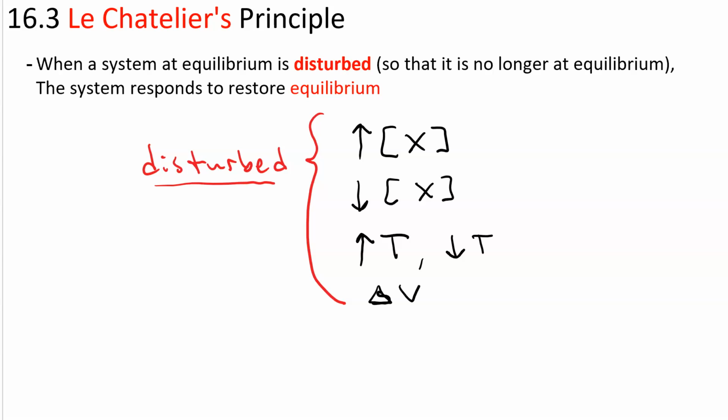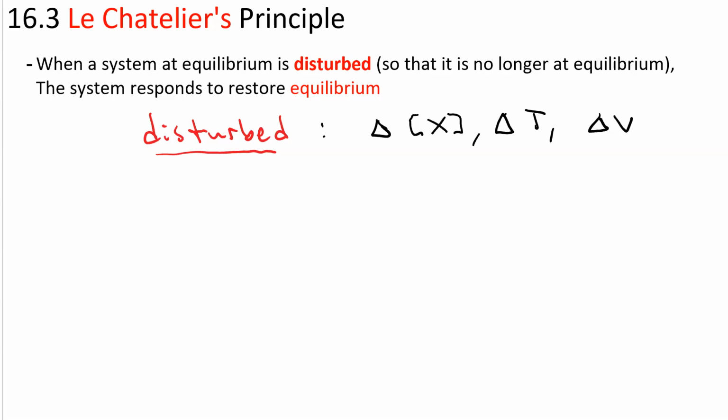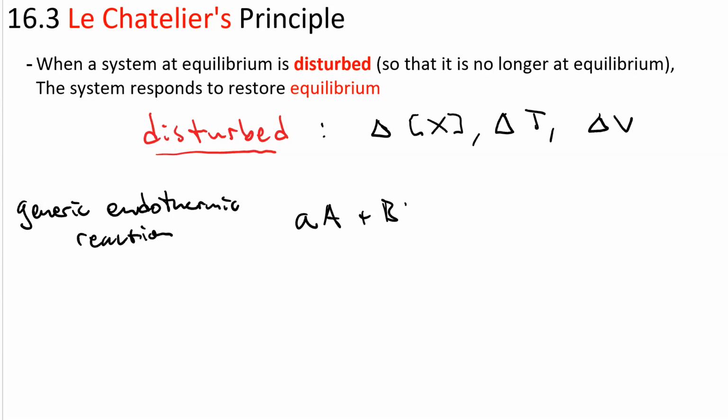What does the system do? It restores equilibrium. How do we see this? Well, we can see it by looking at the equilibrium constant expression. So let's consider a generic endothermic reaction. A moles of A plus B moles of B plus heat yields C moles of C plus D moles of D. Heat is on the reactant side because the reaction is endothermic.